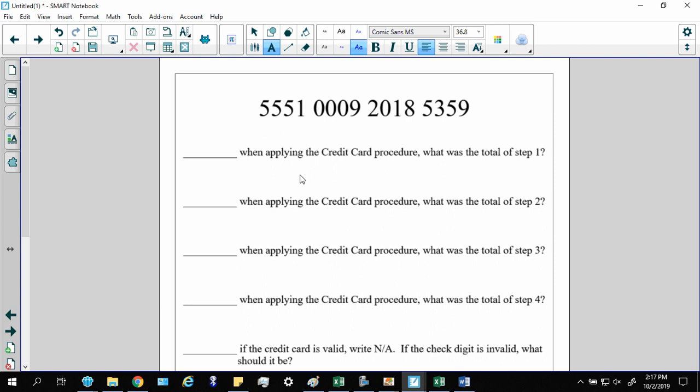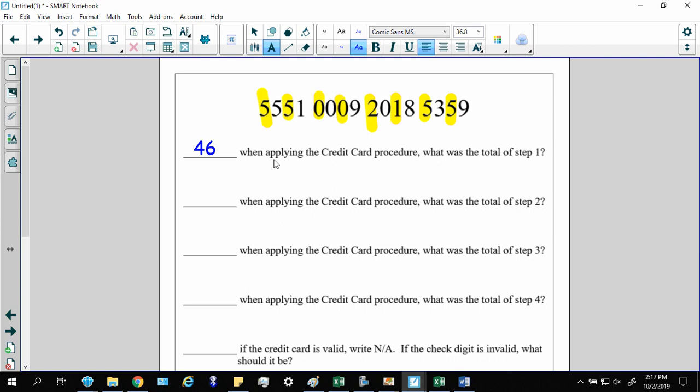All right, credit cards, very similar to the UPCs. Starting with the first number, skipping every other one, remember, you take all those numbers and times it by 2, and when you do, you get 46.